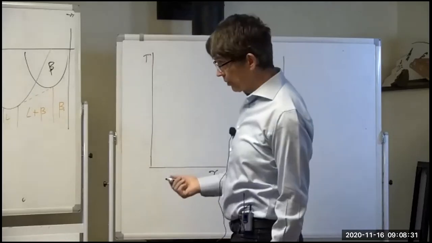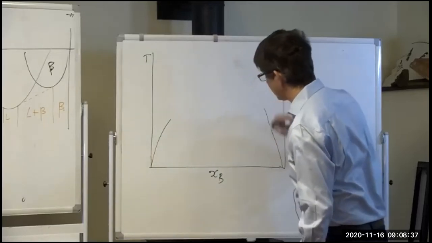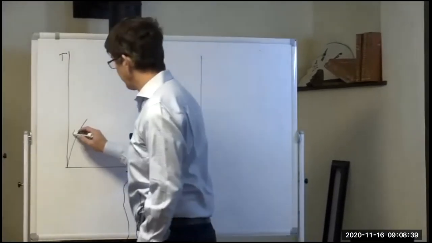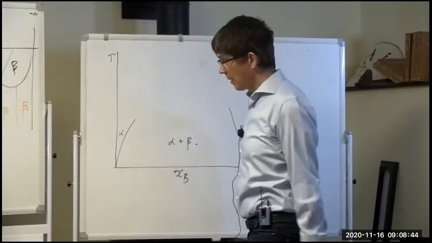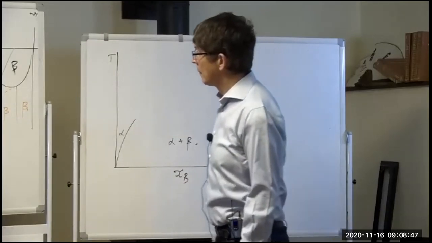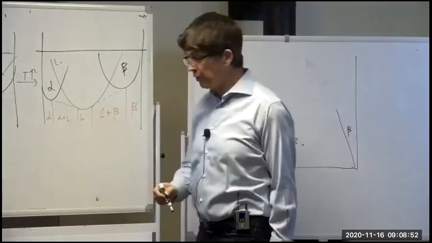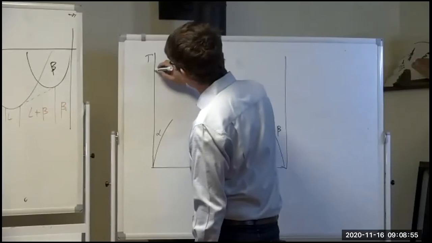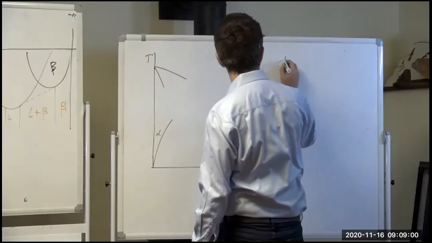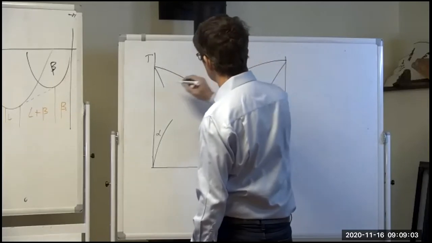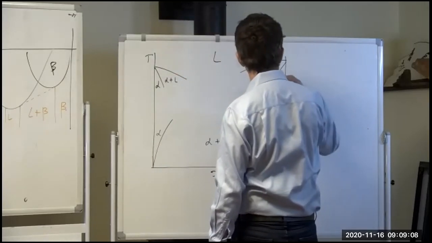So at low temperature, I just have solubility boundaries. Here I have alpha, here I have beta, and here I have alpha plus beta. At high temperature, I have three single phase regions, alpha, liquid, and beta, and two two-phase regions. So at high temperature, I have something like this: liquid, alpha plus liquid, liquid plus beta, and beta.